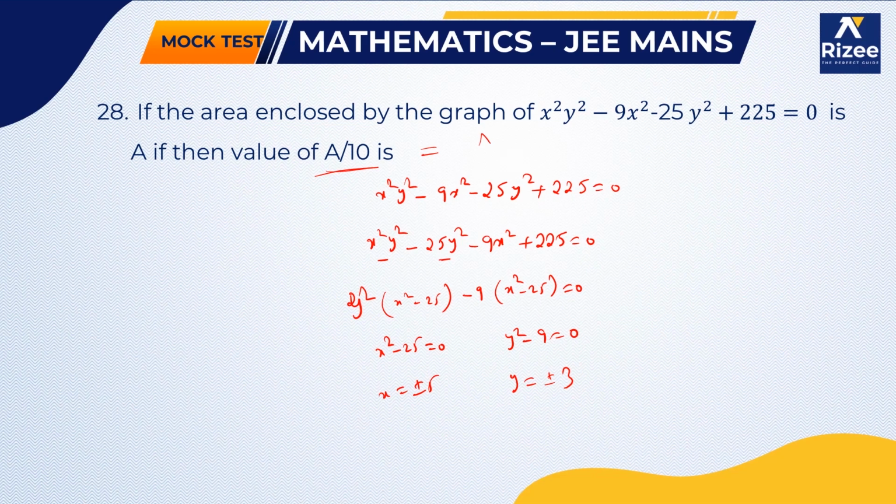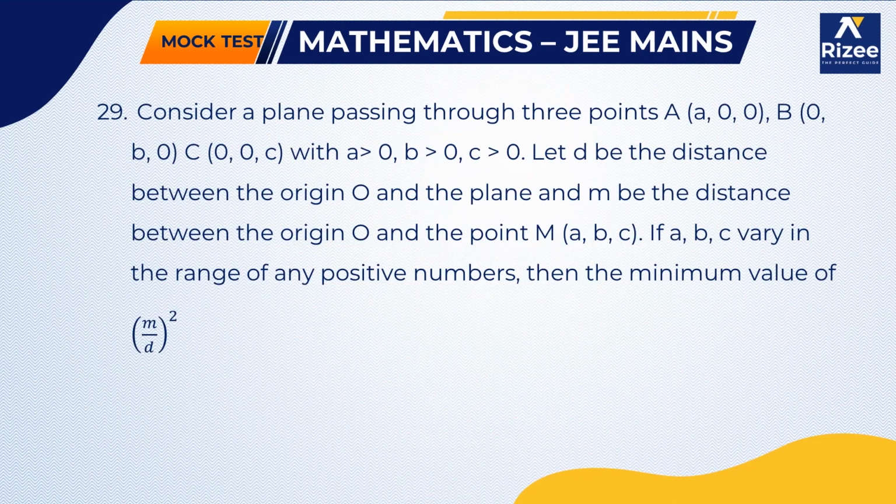Next, consider a plane passing through the 3 points (a, 0, 0), (0, b, 0), (0, 0, c) with a greater than 1, b greater than 0, c greater than 0. D is the distance between the origin and the plane. M is the distance between the origin and the point (a, b, c). If a, b, c vary over any positive numbers, then the minimum value.